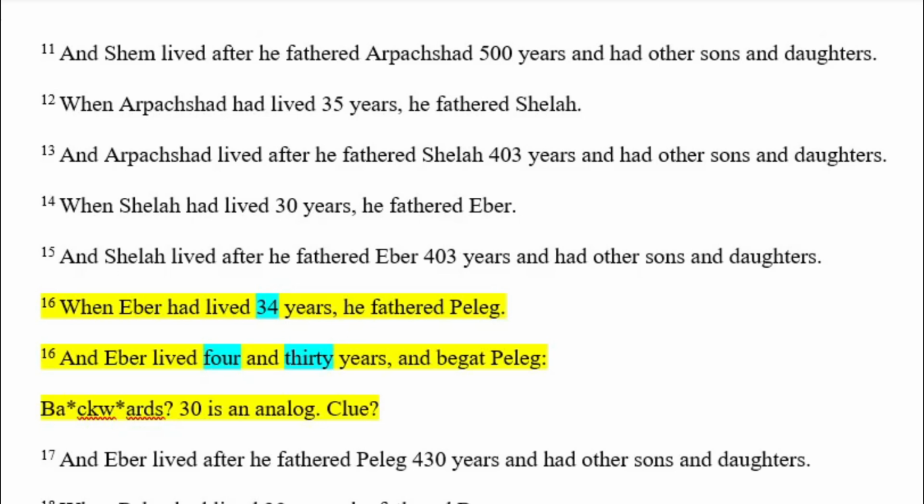And if you go to, like here, I have some excerpts from the ESV. Look what they've done. Here's a 16 and a 16. This 16 is from the ESV, the first one, and the second one is from the King James Version. When Eber had lived 34 years, he fathered Peleg, and they just got a 3 and a 4 there. He lived 34 years and had a Peleg. King James Version, he lived 4 and 30 years and begat Peleg. Those are going to sound so different if you're trying to analyze them.